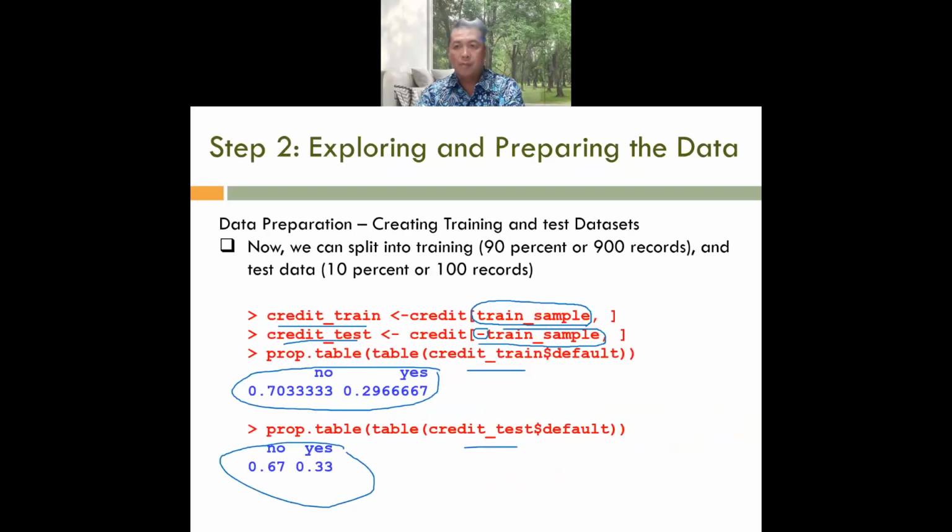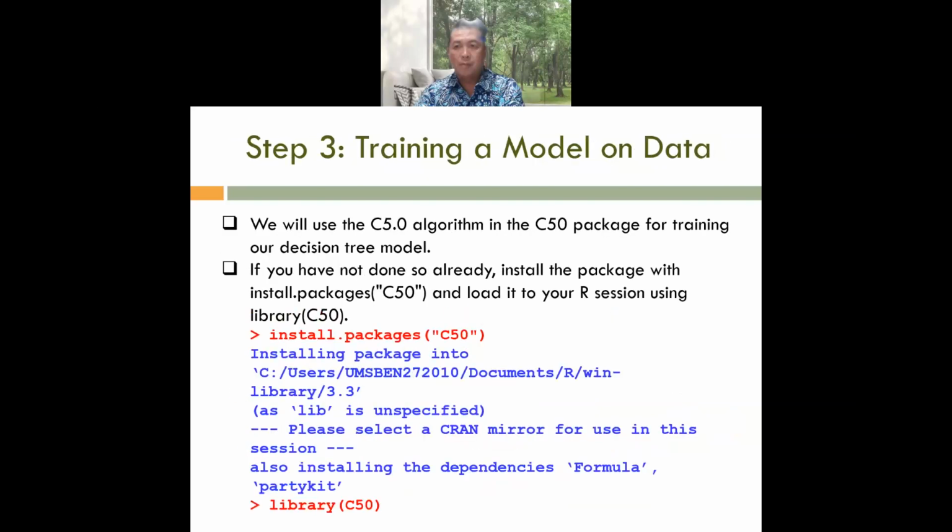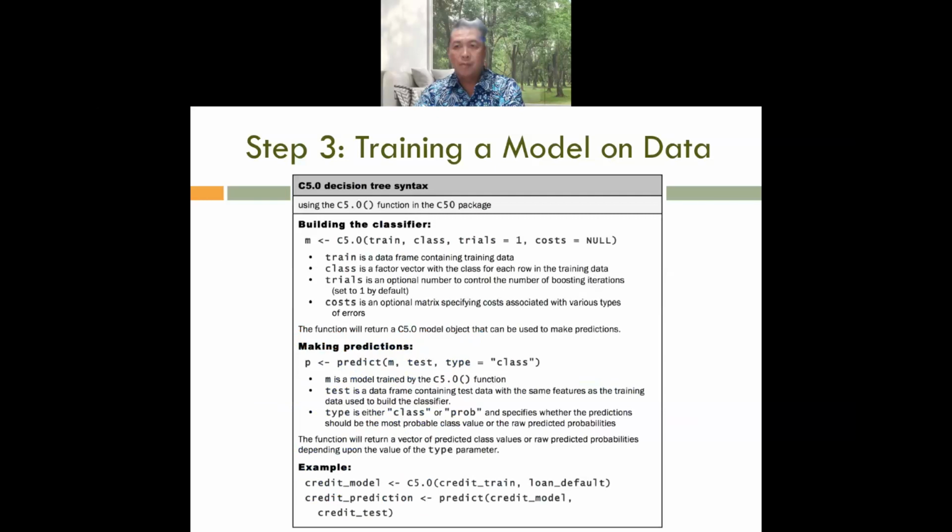Okay. So now, once we split the data into training and testing, we can install this package C5.0. This is the name for decision tree, and then we load the C50 library. Okay. So how do we create the model, or how do we train the model? This is the model that will be produced. We'll call this function called C5.0. We'll give them the training data set and also the class. And then trials one, meaning that I will only build one tree.